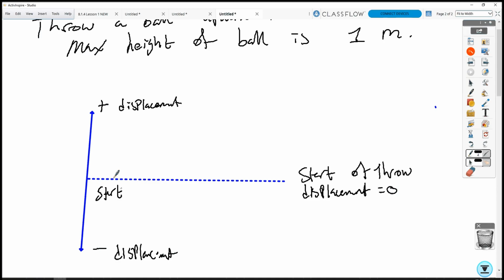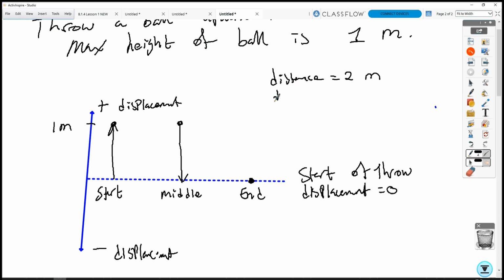So we'll do start, then middle, end. So the distance is 2 meters, and the displacement, so it went up by 1 meter, so it had a positive delta, then it moved down by 1 meter, so it had a negative delta, so the total displacement is 0. It returned back to where it started from.